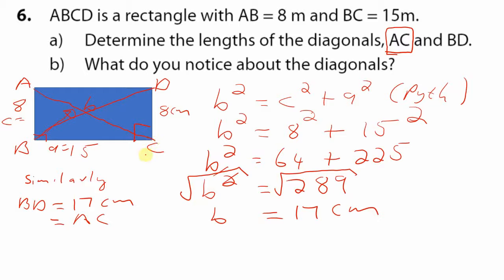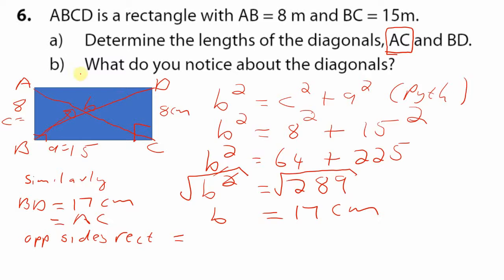The reason is because it's a rectangle, so opposite sides of a rectangle are equal, or have equal length. So this one is in fact easy. You don't need to do all the calculations. Just indicate, since it's a rectangle, we know opposite sides are equal. We are again working with 15 and 8, therefore we know that the diagonals are equal.